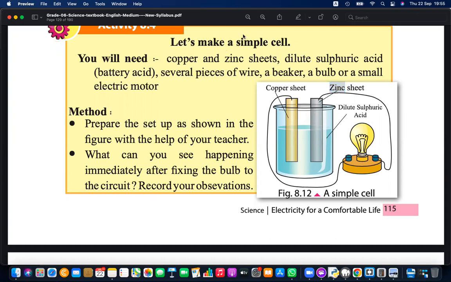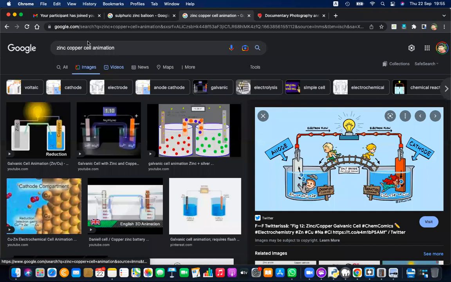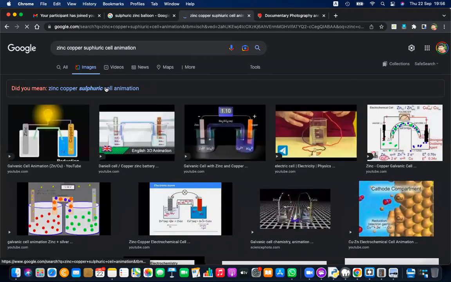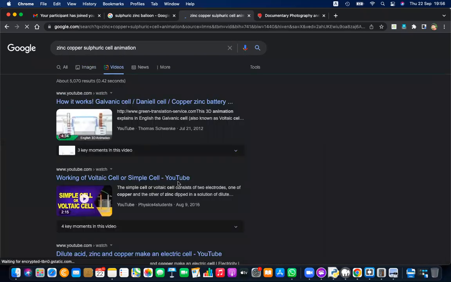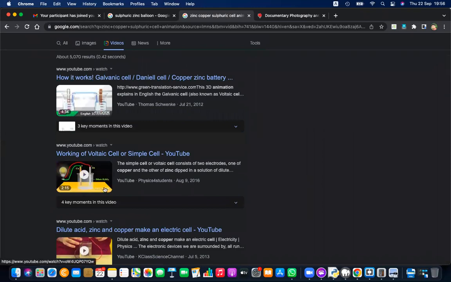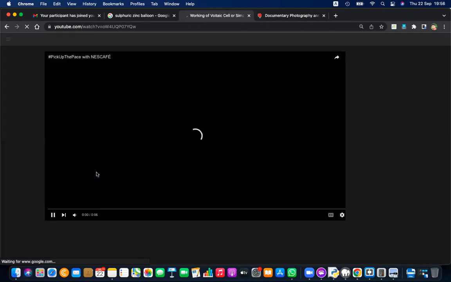If you need to see the real video of this, I was searching for that, but I couldn't find any good video. Let's say sulfuric acid. Let's see, is there any video? Okay, simple cell. Okay, this is a simple cell. So this shows the simple cell battery because the other one is not a simple cell.